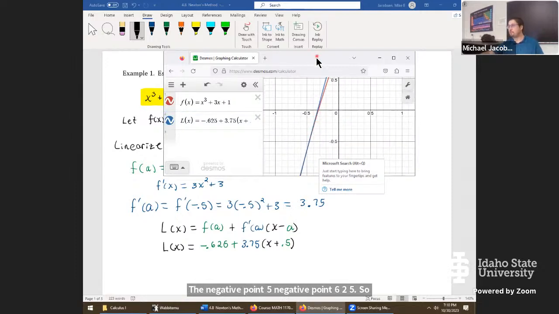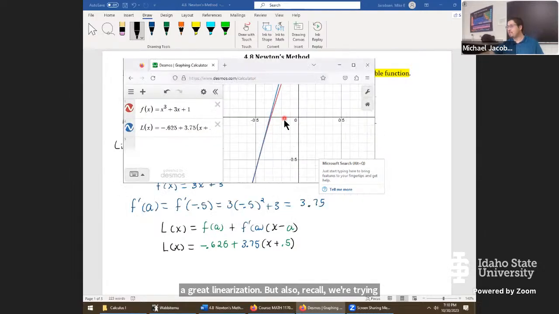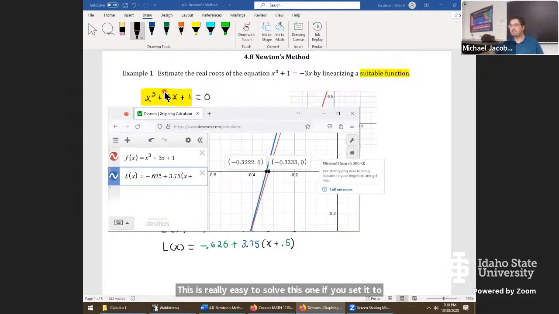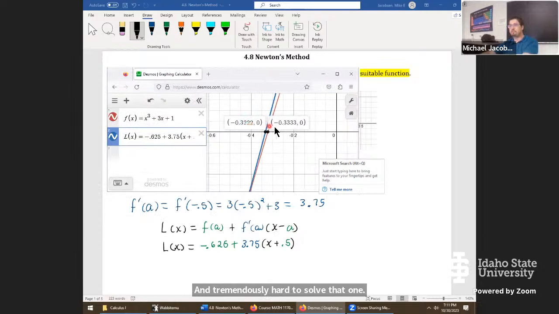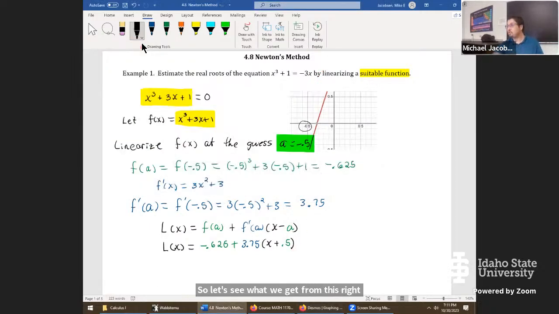But also, recall we were trying to solve this equation, which now has a 0 on the right. The red curve goes through 0 at a spot here that's kind of hard to solve. But the green line, that's a linear equation. This is really easy to solve if you set it to 0, and tremendously hard to solve that one. So now that we have a linearization, also note they agree very, very closely when you set these equal to 0 and solve. So let's see what we get from this right here. Let's set this to 0.